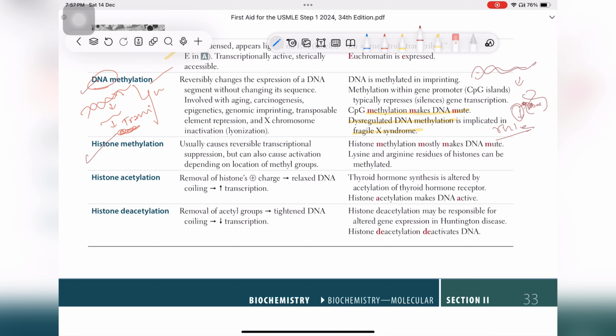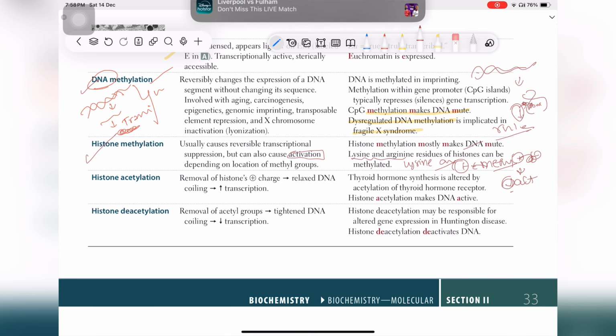Methylation usually causes reversible transcriptional suppression, but it can also cause activation depending upon the location of methylation. It can also cause activation, not only muting of DNA, but mostly it makes the DNA mute. Lysine and arginine residues of histone can be methylated. We know lysine and arginine provide positive charge. If you add methylation to it, more positive charge, more binding to DNA, and decreased activation.